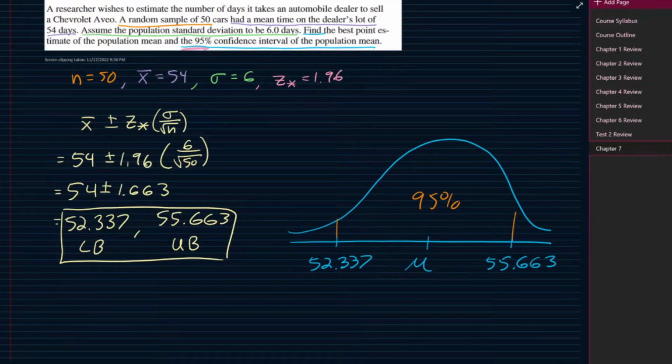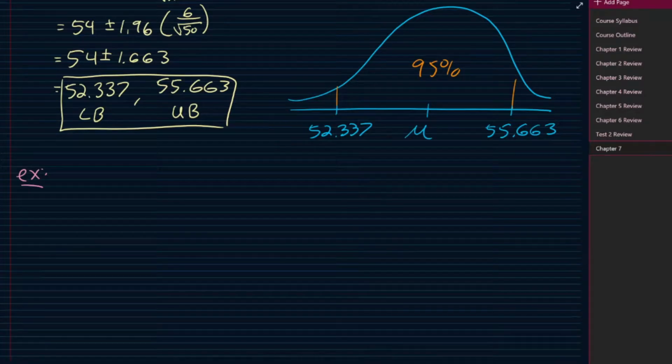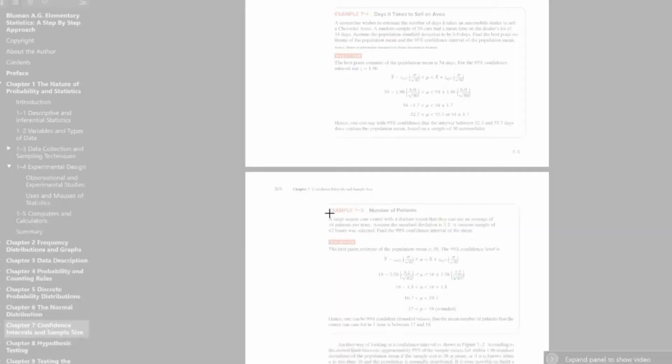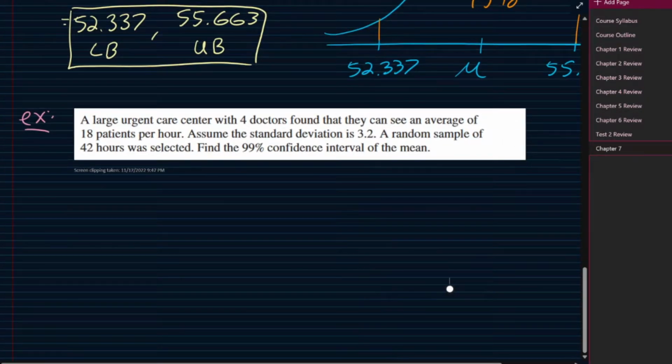Okay, let's try another one. It says here, a large urgent care center with 4 doctors found that they can see an average of 18 patients per hour. Assume the standard deviation is 3.2. A random sample of 42 hours is selected. Find the 99% confidence interval of the mean.